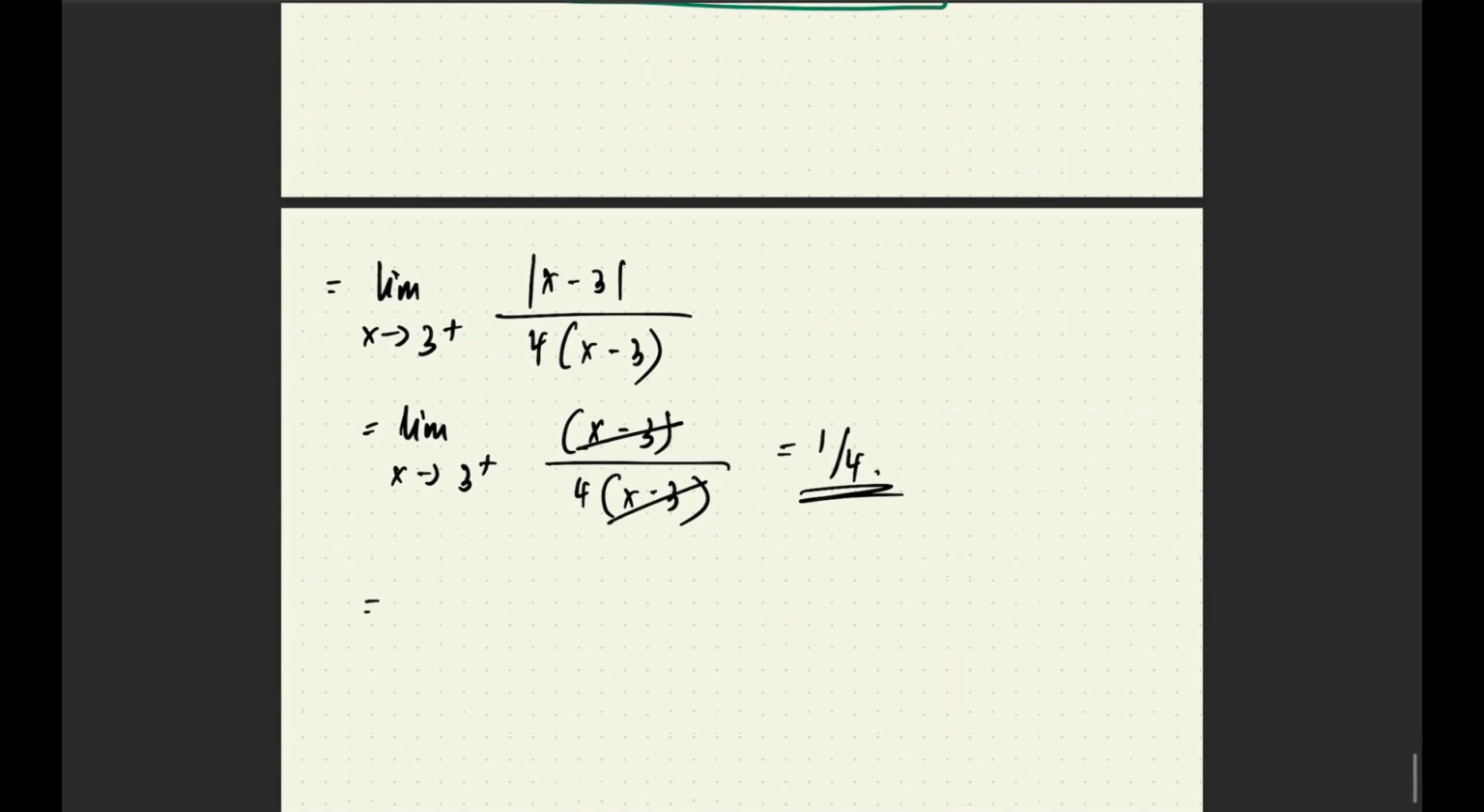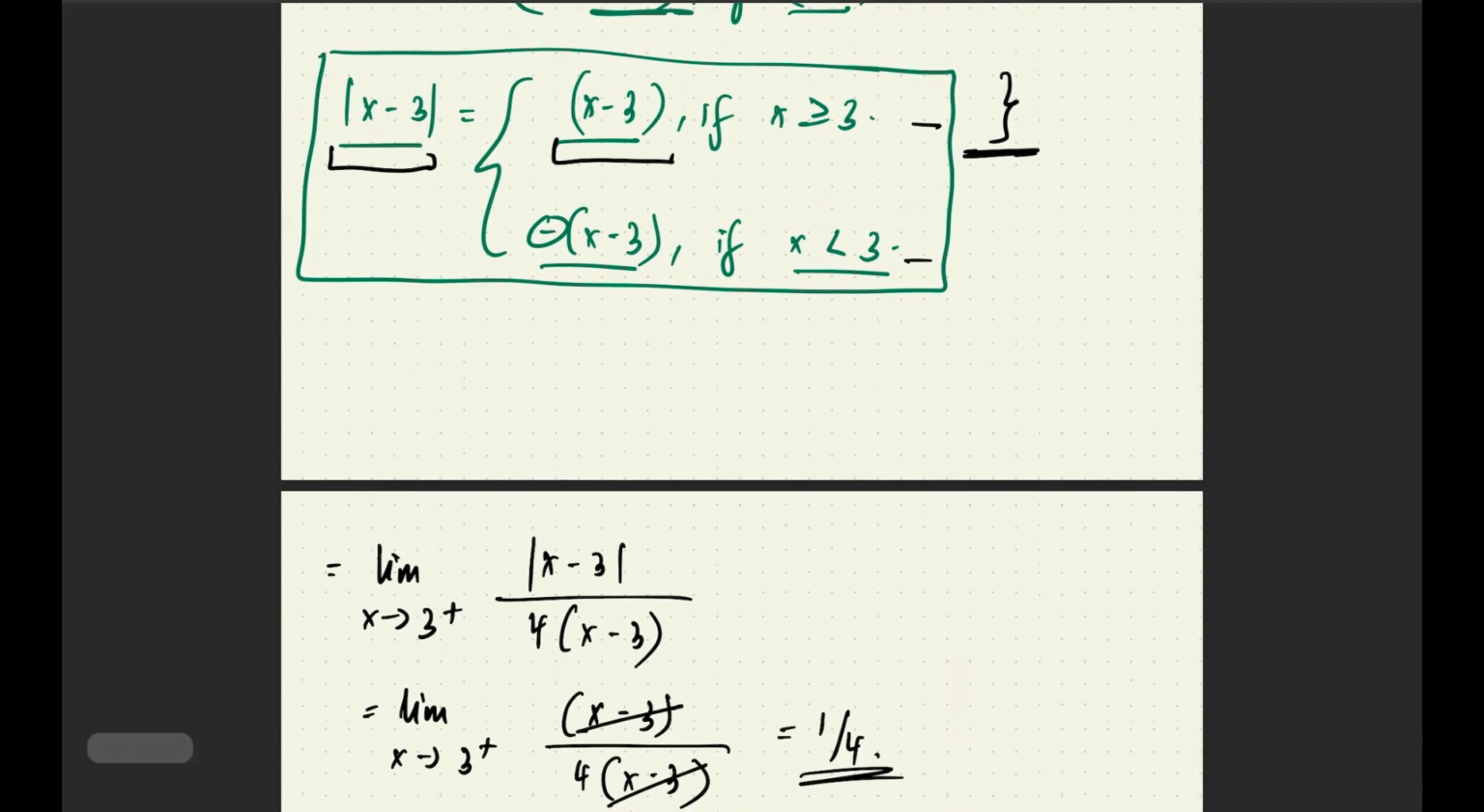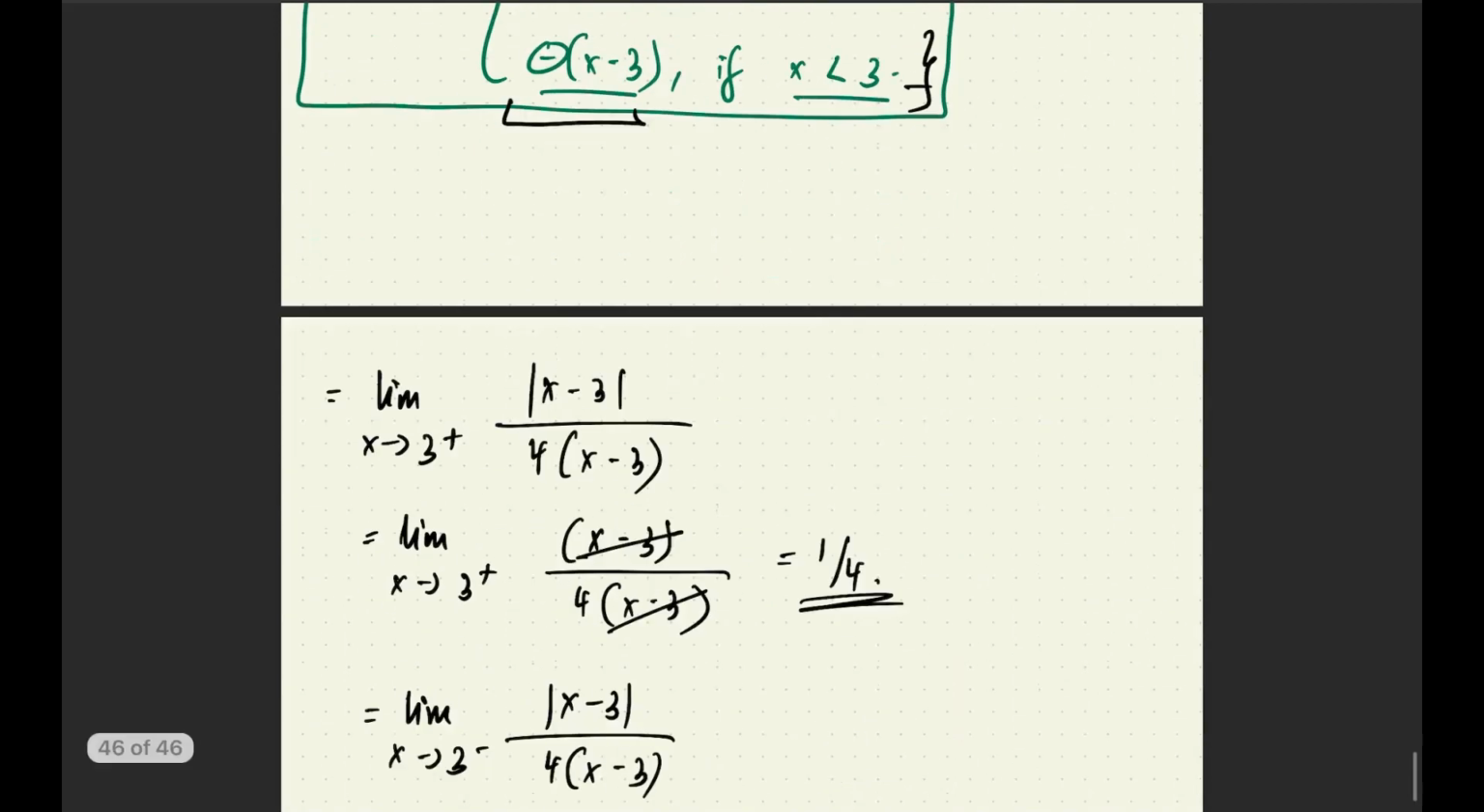Now let's try and do the same for the left hand side. So the limit as x approaches 3 from the left hand side, absolute value of x minus 3 divided by 4x minus 3. When we approach 3 from the left hand side, that means it's a number that's slightly lesser than 3. So in that case, pretty obvious, we're going to look into this side of the absolute value definition. So in this case, the absolute value of x minus 3 is equal to negative x minus 3.